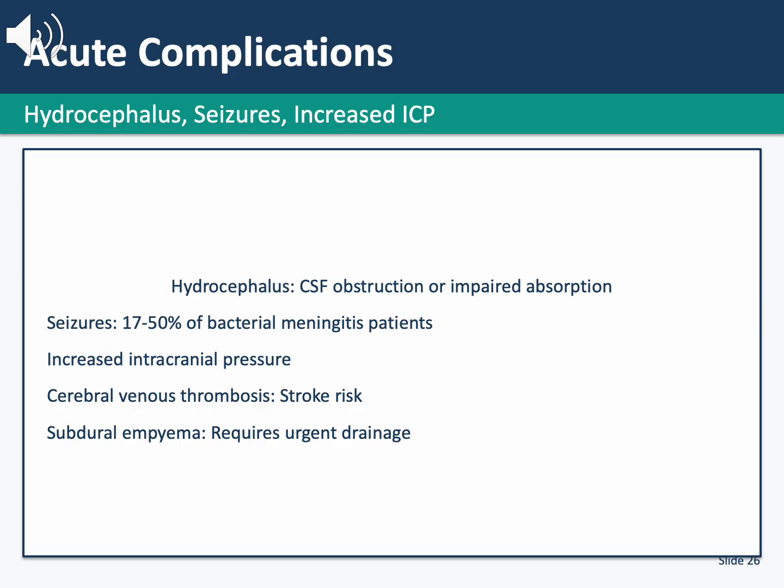Cerebral venous thrombosis can occur and cause stroke. Subdural empyema is a collection of pus between the dura and arachnoid and requires urgent drainage. Ventriculitis is inflammation of the ventricular system and is associated with worse outcomes. Recognition and management of these complications is critical for improving outcomes.